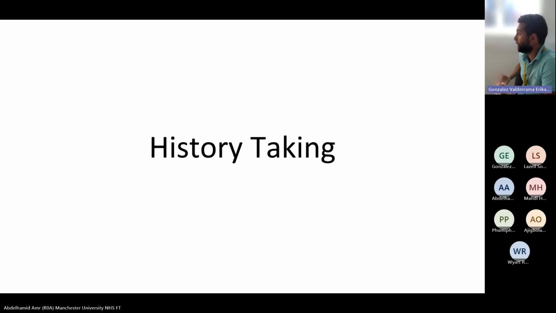Yes, smell problems. Smell problems could be anosmia. What other smell problems could they present with? Hyposmia. So smell problems could be hyposmia or anosmia, and you have to clarify what the problem exactly is. That's a diminished or an absolute loss of sense of smell. Cacosmia is a distorted sense of smell.